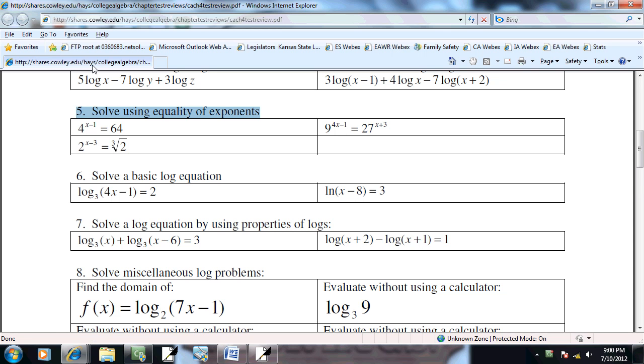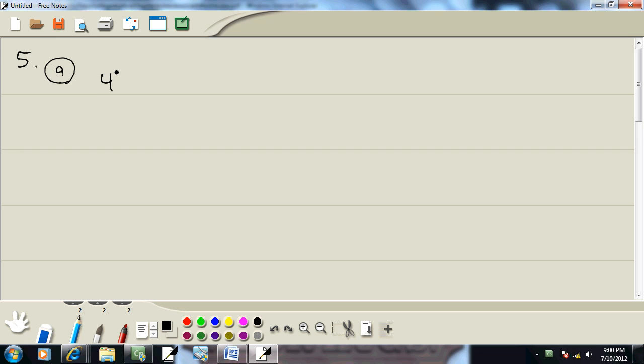And our first one, we have 4 to the x minus 1 equals 64. What we're trying to do usually doesn't always work, but we start with our larger number and we try to write it as a smaller number to a power. Like 64 I can rewrite as 4 to the third. 4 times 4 is 16 times another 4 is 64.